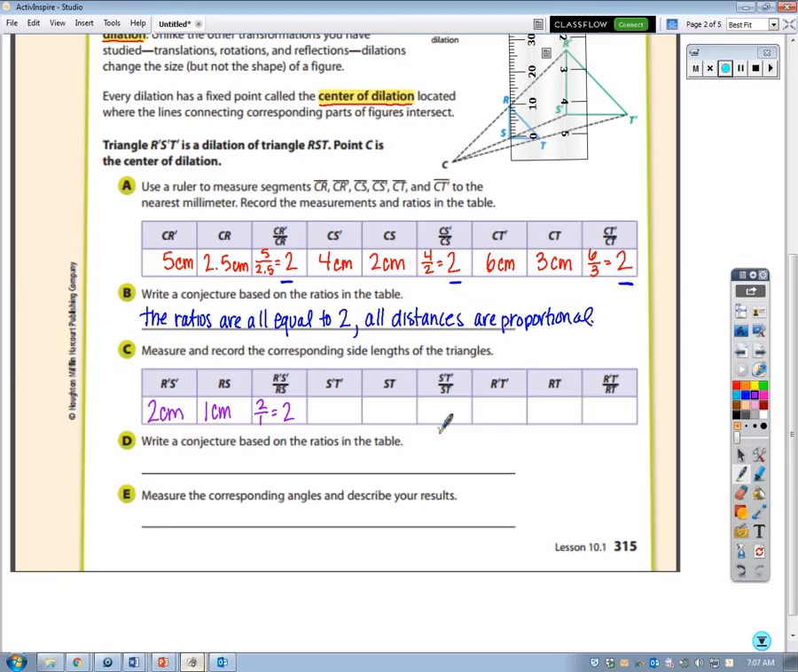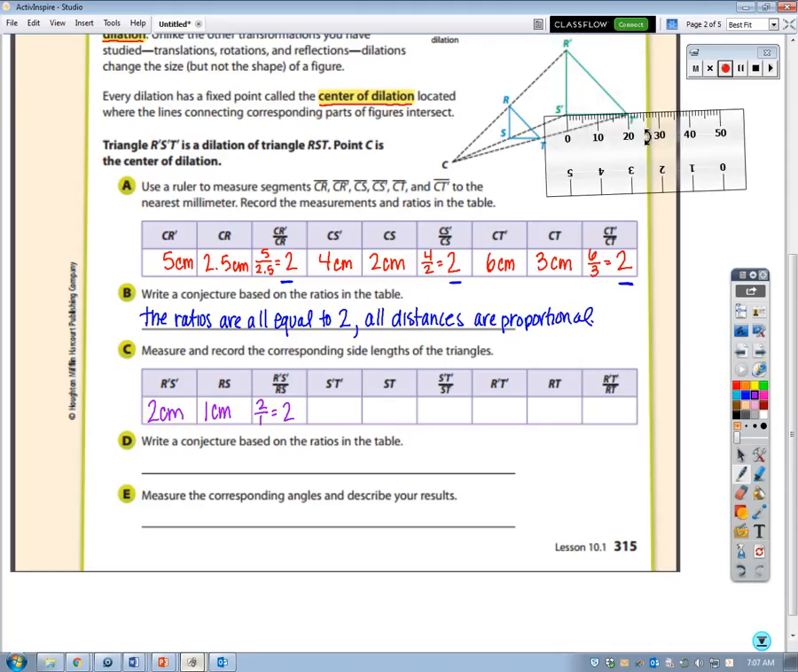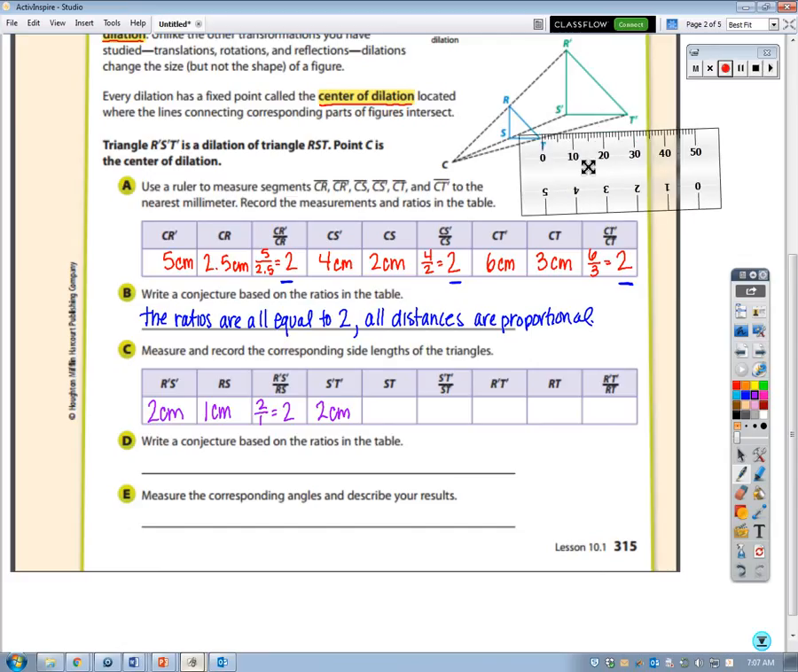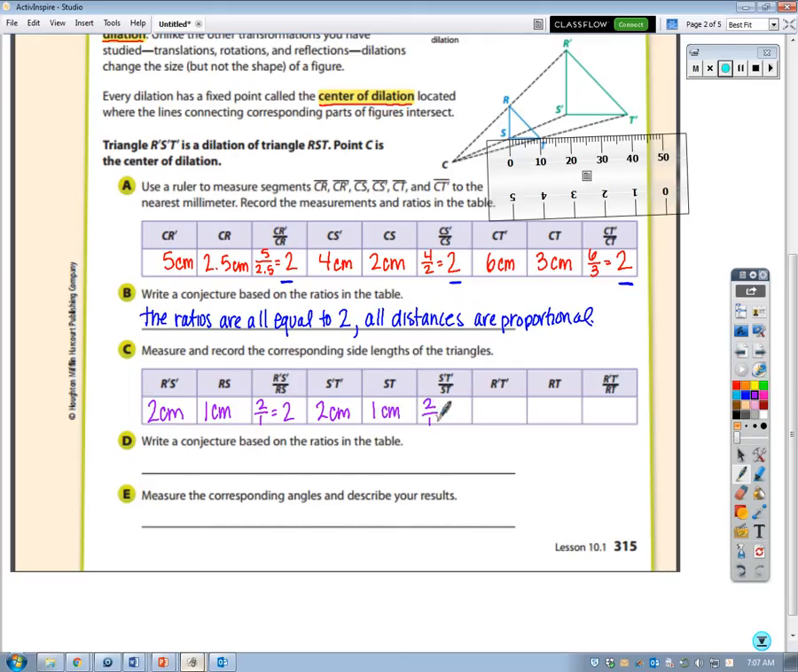So next is S prime, T prime. Get my ruler, spin it around. I've got 2 centimeters for S prime, T prime. I'm going to guess line segment ST is 1 centimeter, and check that out. It is. And then my ratio is going to be proportional, right? I can see that trend happening, so that's 2. And then my last side length that I need to measure is R prime, T prime, and RT.